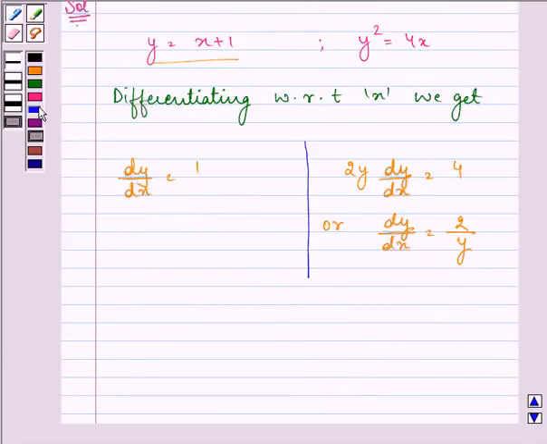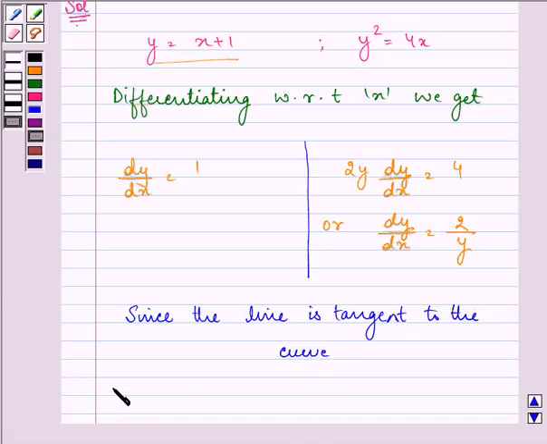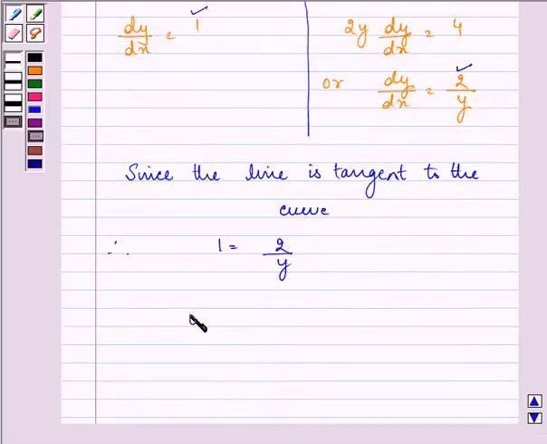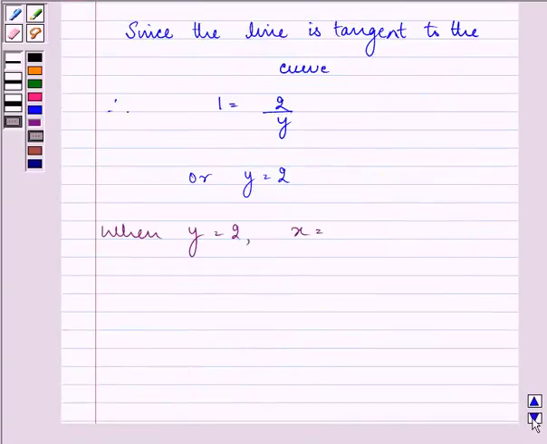Right, now we are given in the question that the line is tangent to the curve. Therefore, 1 is equal to 2 by y, or y is equal to 2. Now, when y is equal to 2, then on substituting y as 2 here, we have the value of x now as 1. So, the point is (1, 2), and that is option A.